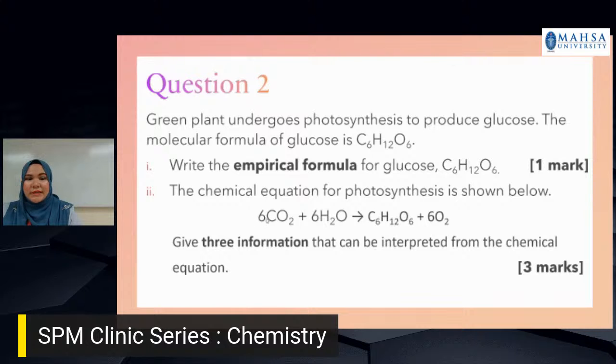Okay, so I repeat, if you want to know the three pieces of information from this chemical equation, you can see the coefficients here for your reactants and your products are known as your number of moles. So you can discuss regarding the number of moles. So 6 moles of CO2 react with 6 moles of H2O. That is the first information. Second information, therefore, it will produce 1 mole of your glucose, C6H12O6. And the last information is that it will produce 6 moles of O2 gas. So that is the information that you can get from the question.